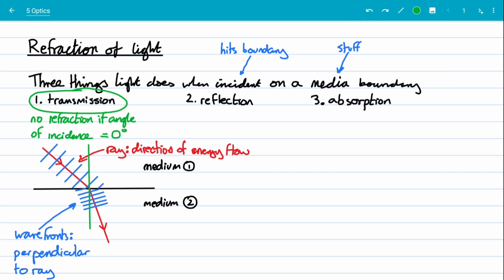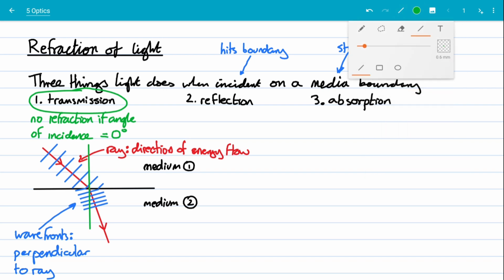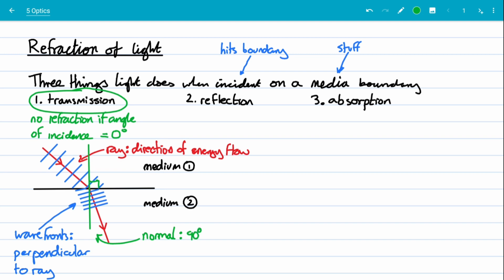passes through where the rays are incident on the boundary. So that there is our normal, and I will draw a little 90 degree here to indicate that. A little arrow here, it's going to get very complicated. Normal, which is 90 degrees to the boundary. So we can get very complicated diagrams like that.